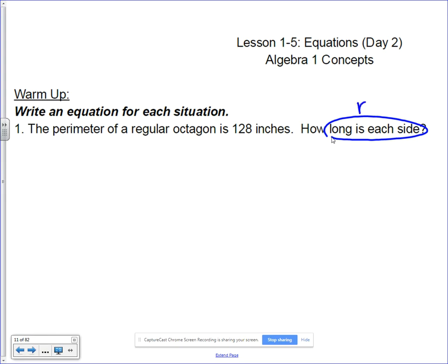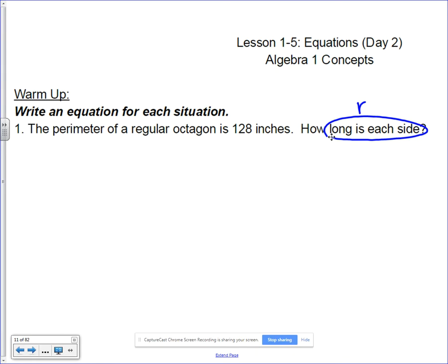R. Okay, so we will use R for that. So remember, we have to define our variables. Is everybody okay with me defining my variable like that instead of writing it out? Yes? Do you understand what I mean by writing it out? Before I was saying R equals the length of each side. Is that okay? Okay, thank you.